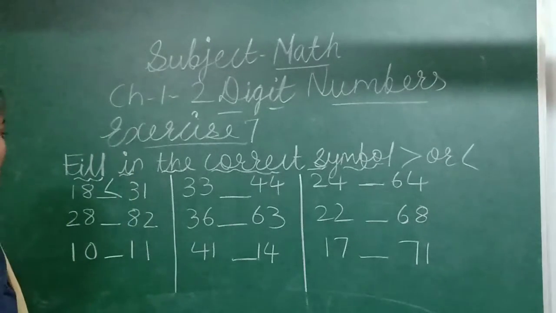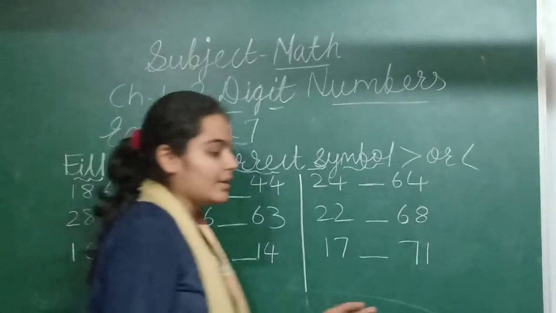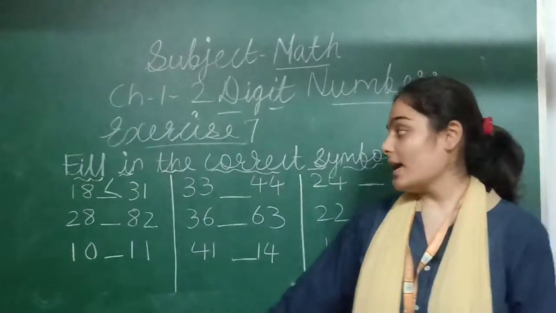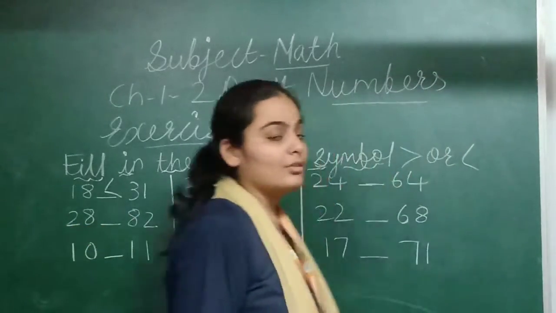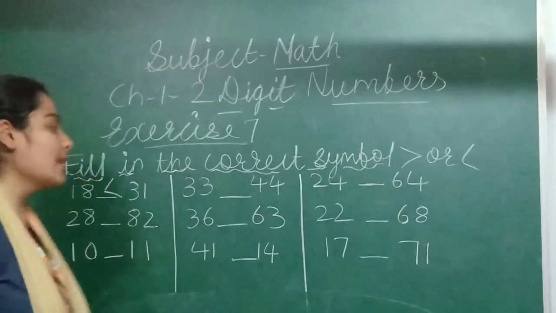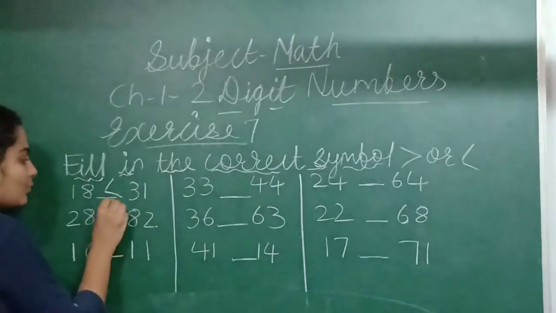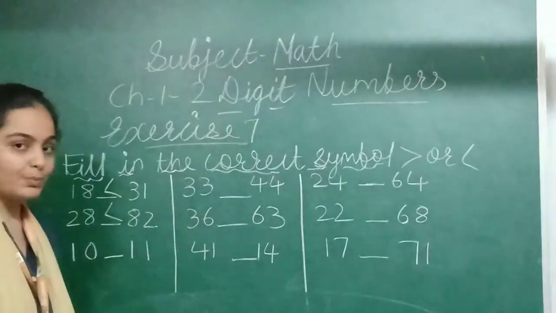Okay. Now next example, 28 and 82. Yes, on the tens, here 2 is there and here 8 is there. So which number is bigger from 2 and 8? Yes, 8. So we have to put the symbol on this side, on 82.